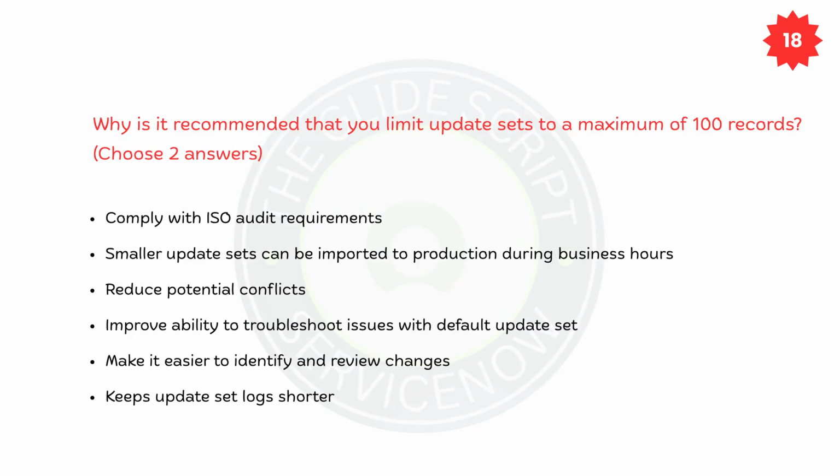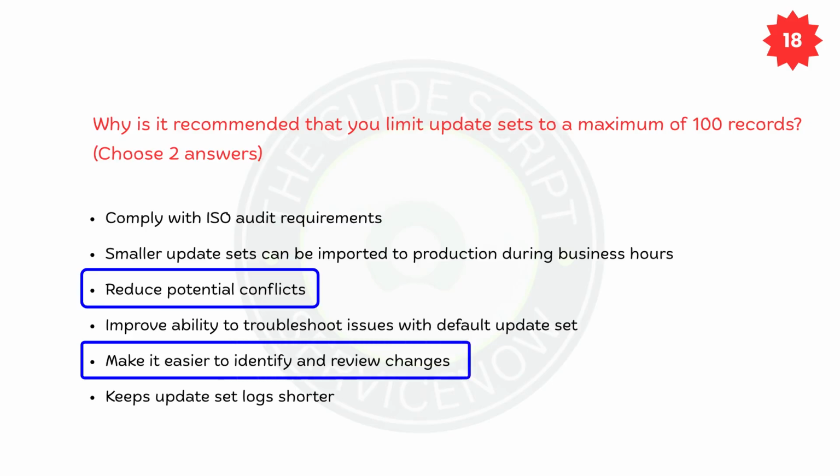Next, why is it recommended that you limit updates to a maximum of 100 records? Choose two answers. Read all options carefully. There are many reasons behind it. The option number 3, reduce potential conflicts. And then the second last, make it easier to identify and review changes.